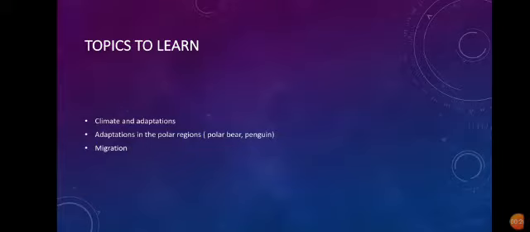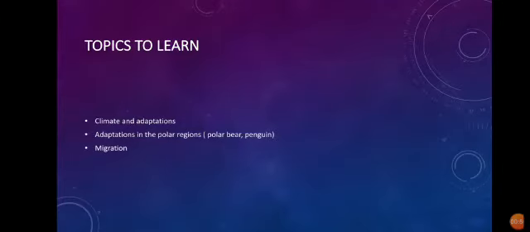That means how adaptation is related to climate, but before that we have to know what adaptation is. Next we will be discussing adaptations in the polar region. That means we will be discussing the characteristic features of the polar bear and penguin, especially these two animals who live in the polar region of the earth. And third, we will discuss migration.